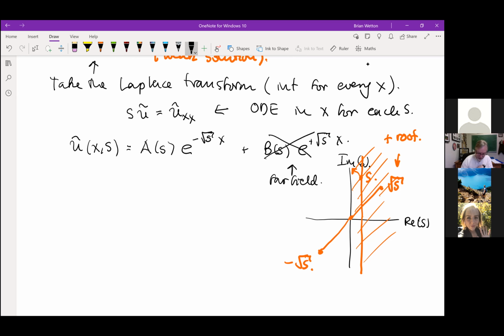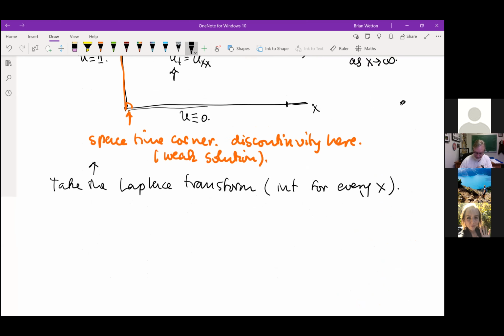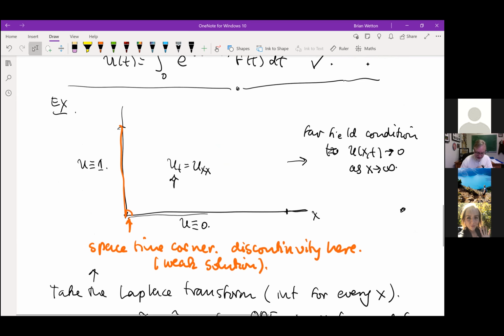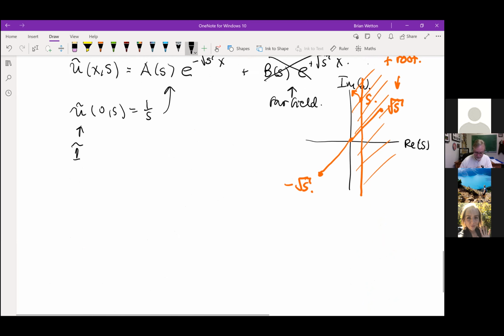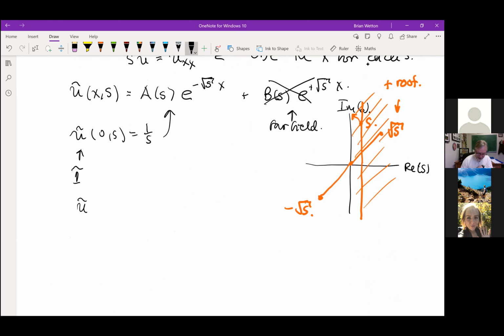Right, and when I take the transform of 1, I get 1 over s, right? So if this is going to match up, this is the boundary conditions, right? I've got these boundary conditions, u is identically equal to 1. So that tells me u tilde of x and s is 1 over s e to the minus square root of s times x.